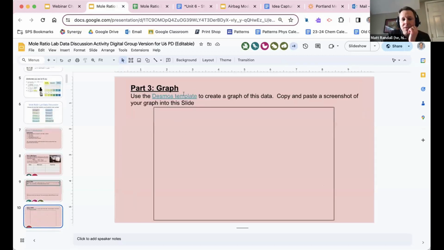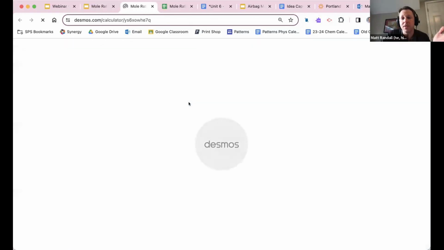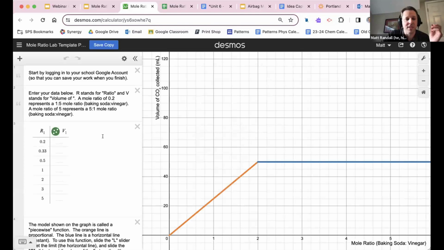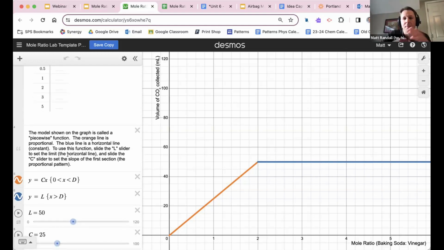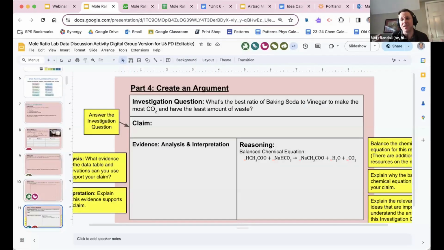Next, there is a Desmos template that you can use to create a graph of the data. You're all welcome to do this, or if you kind of want to split up the work and just have one person do that, you're going to be recording the average value of the volume of CO2, and then you're going to be using 2 different sliders to model this with what's called a piecewise continuous function or a piecewise function. And then here's the main discussion.